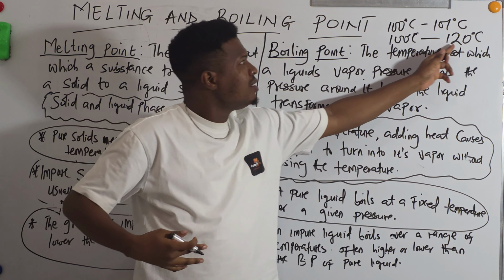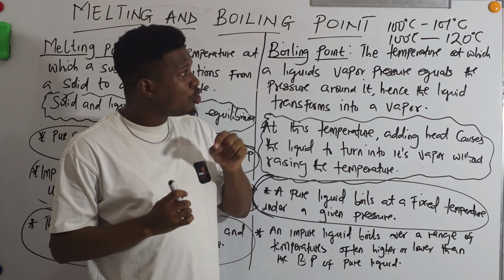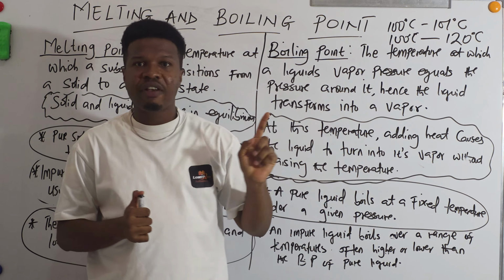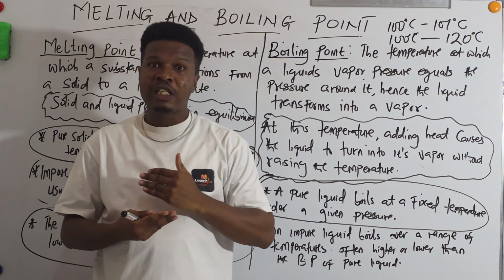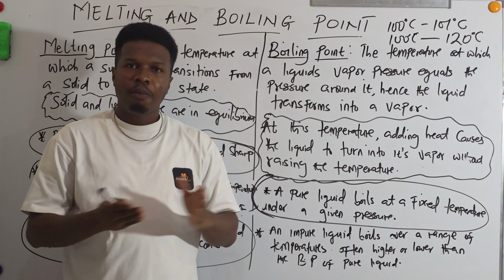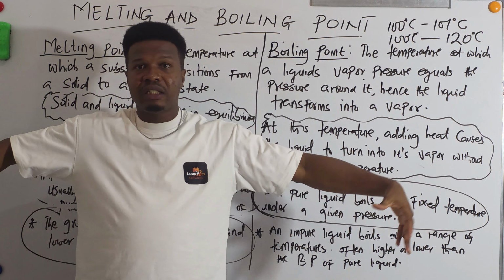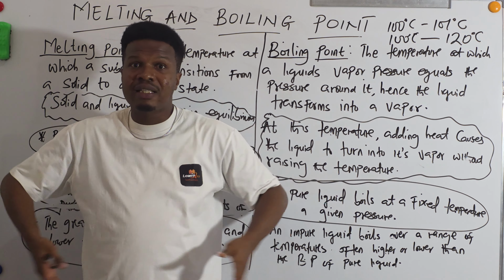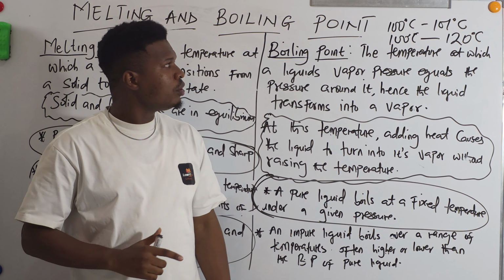So once the range of the boiling point is large, it means there should be an impurity somewhere. But once it is sharp, like the first one, or somehow fixed, then we say it is a pure substance. Pure substances have a fixed temperature or boiling point, while impure ones have a broad range. Look at the range, 100 to 120. The range there is almost 20 degrees C. So take note of these things.